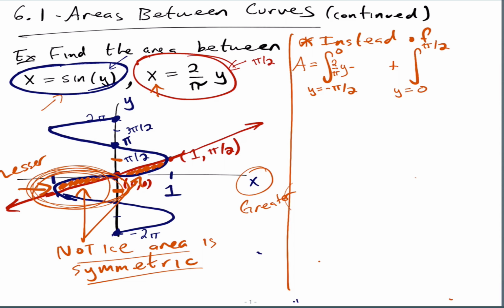So it's 2 over pi y minus sine of y dy, right? Plus, what? This time it's sine of y that is the greater, right? Because notice this time it's further to the right. The sine of y minus 2 over pi y dy.